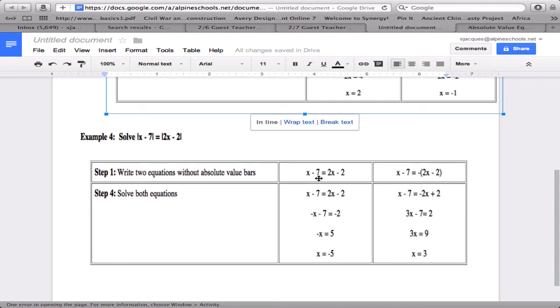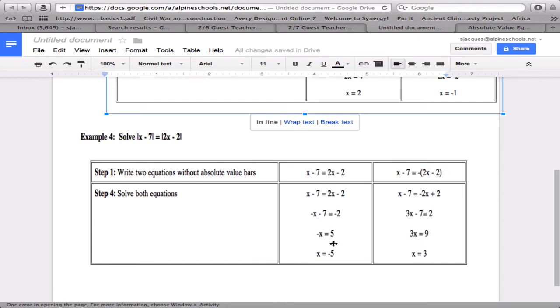So we go x minus 7 equals 2x minus 2. But now we need to break it into that other number, remember, because there's two numbers that are that many spaces apart. So I go over here and I do x minus 7, and all you do is you put a minus sign outside of my 2x minus 2. Because you're making this, the answer, a negative.